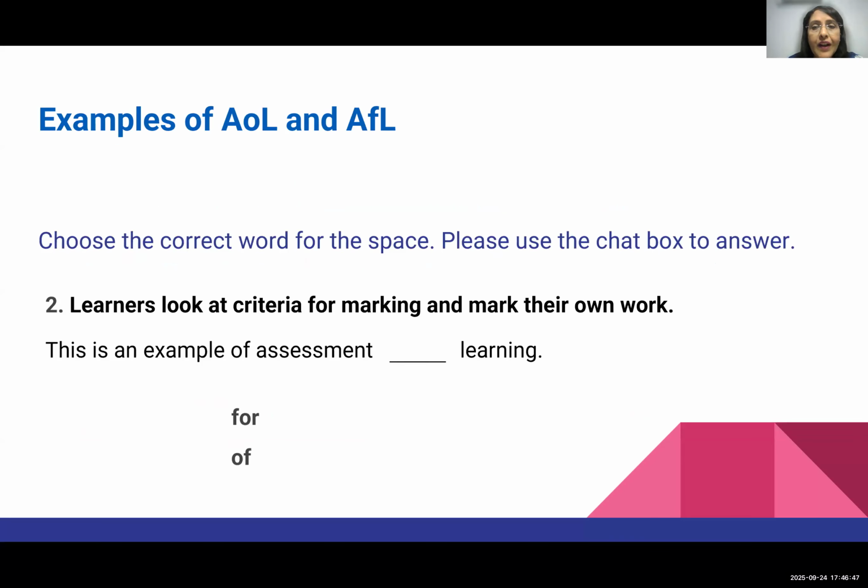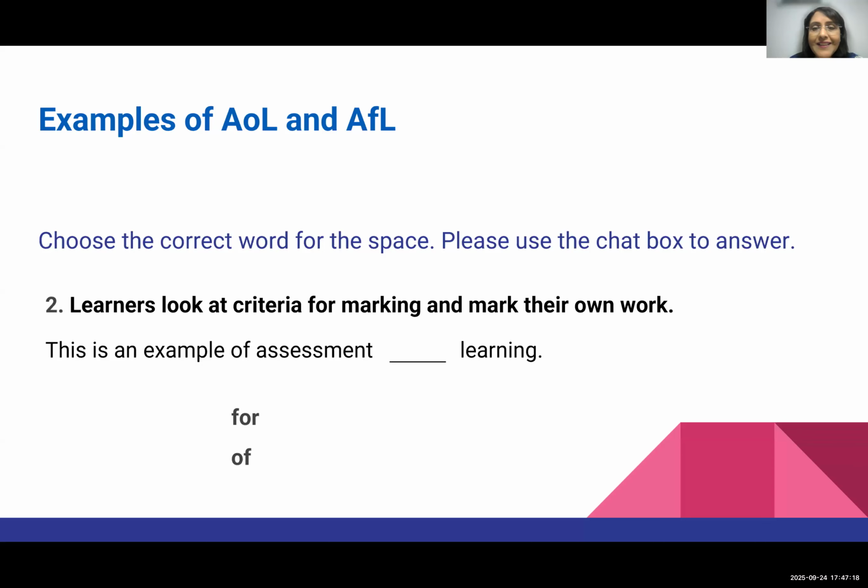All right, the second one. Friends, remember to use the chat box. When learners understand, learners look at criteria for marking and mark their own work. So what is that? Are we still getting fast answers? Yes, we are getting answers fast, but we have divided answers. While most of them have started saying of, quite a few have said for.